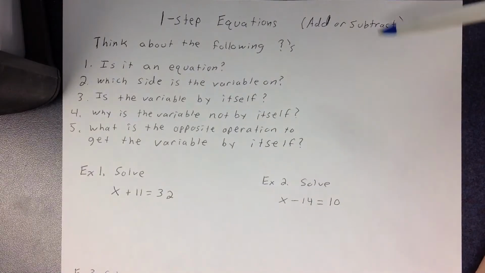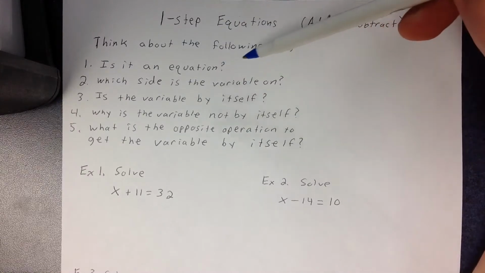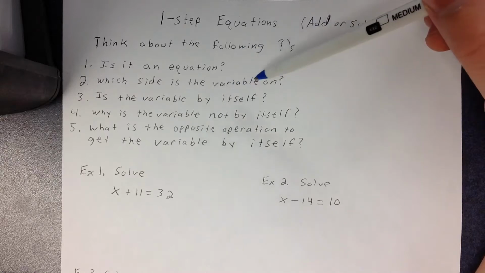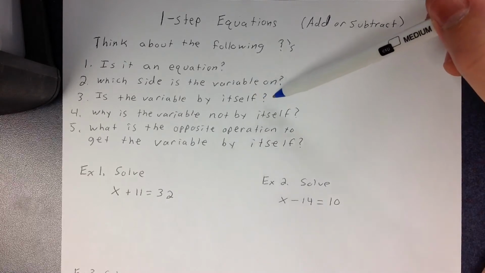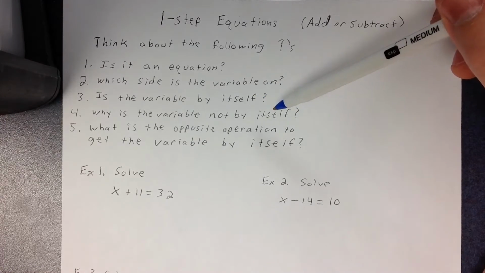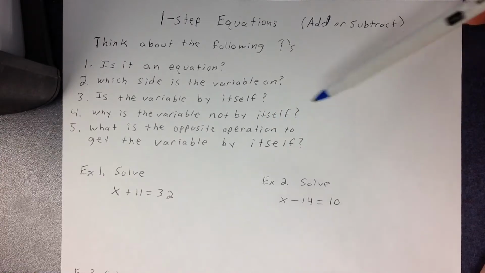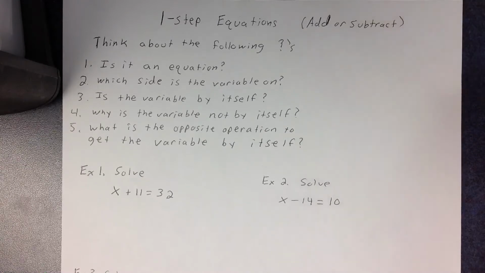Whenever you're thinking about equations, these are the questions you need to ask yourself. One, is it an equation? Well, we know it's an equation if it has an equal sign. Two, which side is the variable on? So I look for the letter, which side is it on? Three, is the variable by itself? Four, why is the variable not by itself? And five, what is the opposite operation to get the variable by itself?